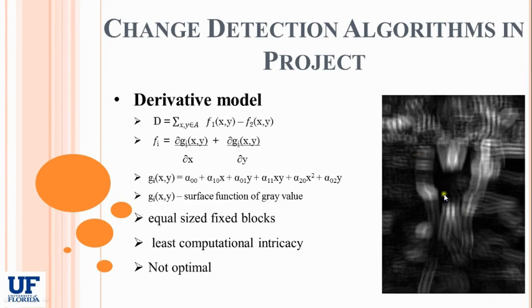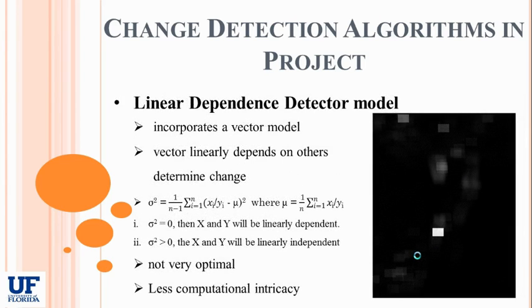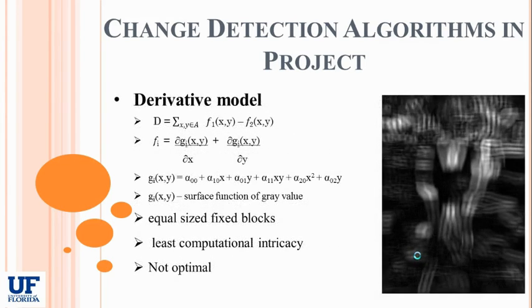This is the final change detection image I got from this model. You can realize that it is not very optimal. There are so many changes that have occurred which I consider unimportant, and this model is often seen to be less computationally intricate. It's much easier compared to other models.